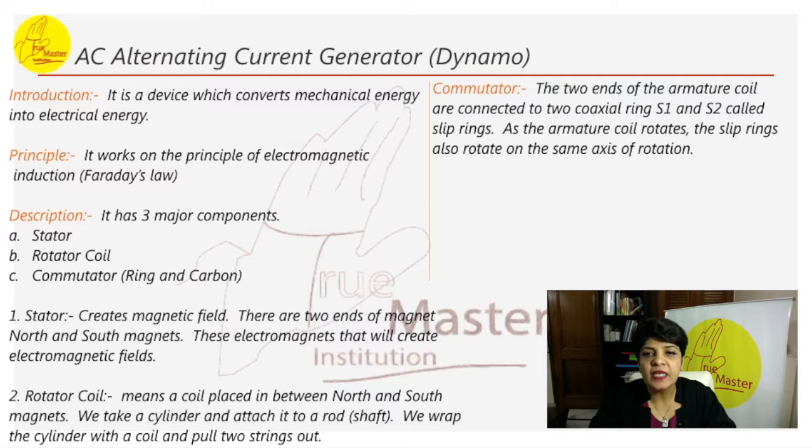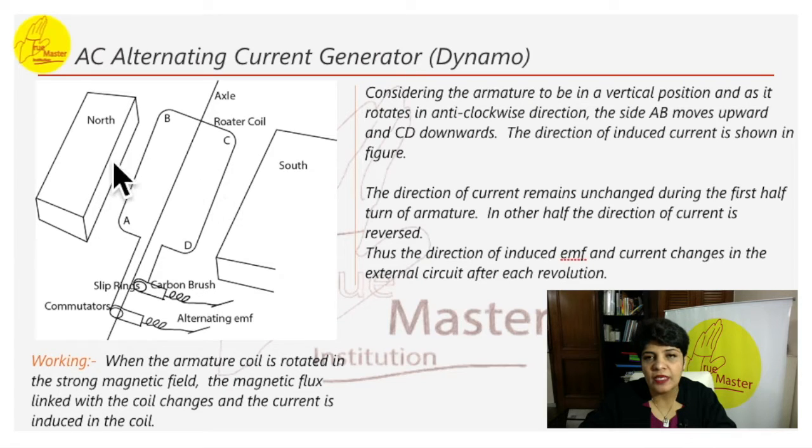Description: it has three major components: stator, rotator coil and commutator. Let me show you once in the figure here. This magnet, north and south, is considered as the stator. This coil is considered as the rotator coil. These two slip rings are called the commutator. These are the carbon brushes here, so these are used for taking out the current.